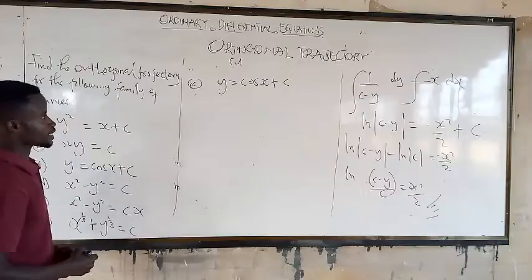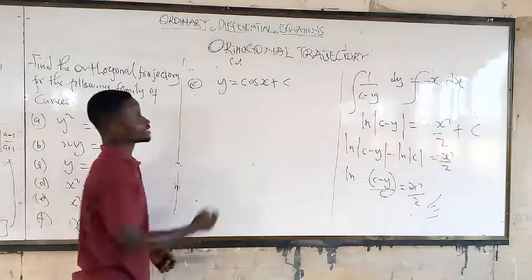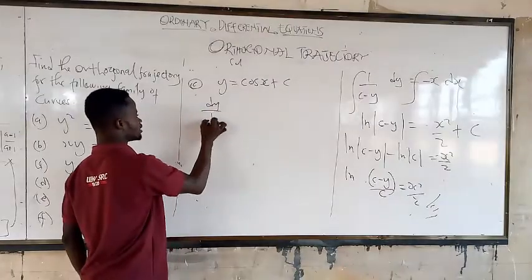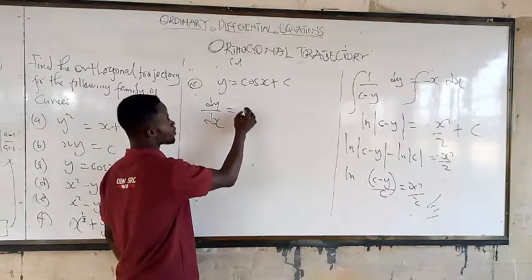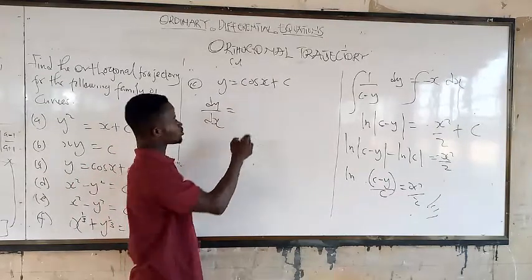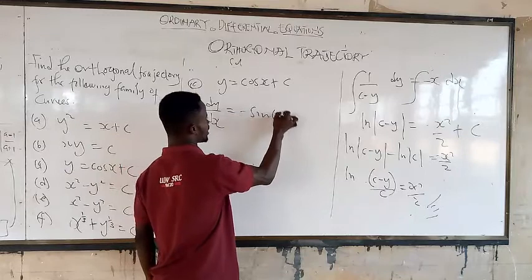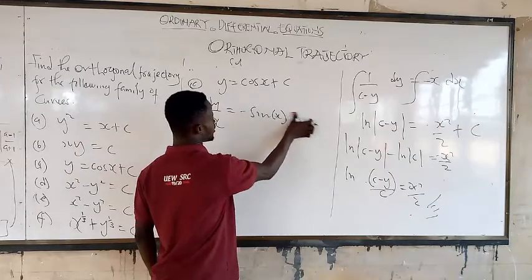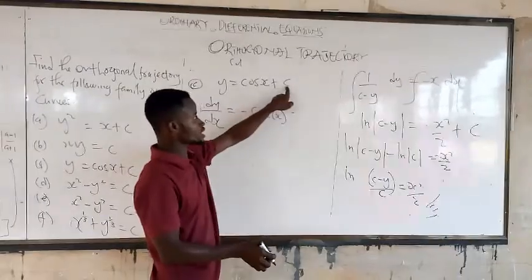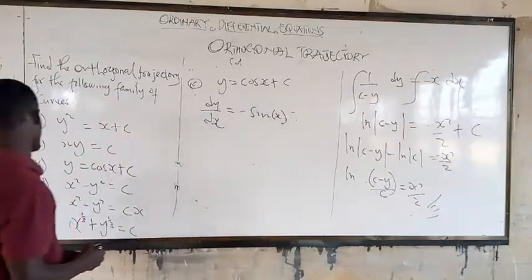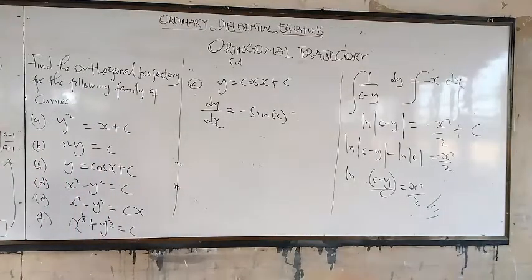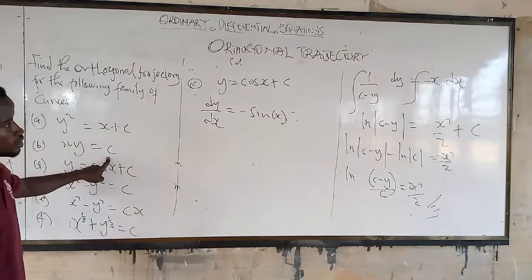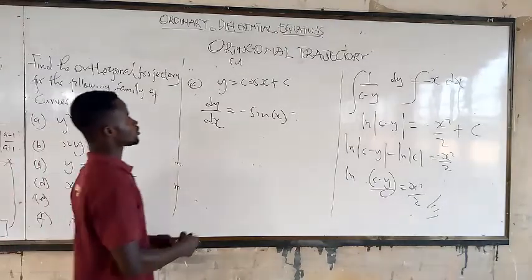y is equal to cos x plus c. So first of all, take the derivative. dy/dx is equal to what? Differentiate cos x, you get negative sine x. And when you take the derivative of this constant, you are going to get what? 0.